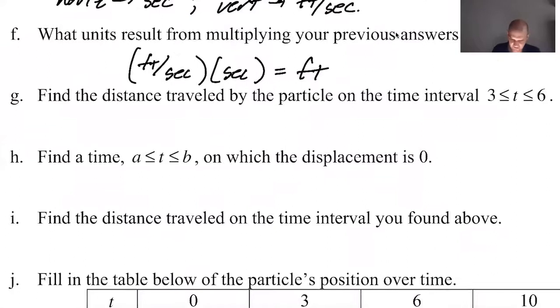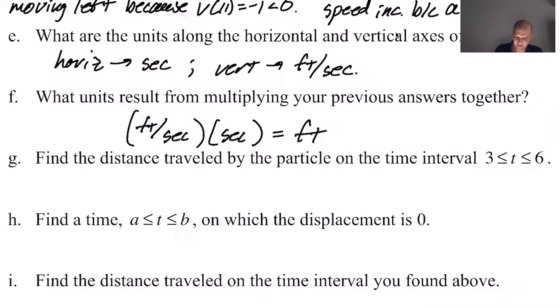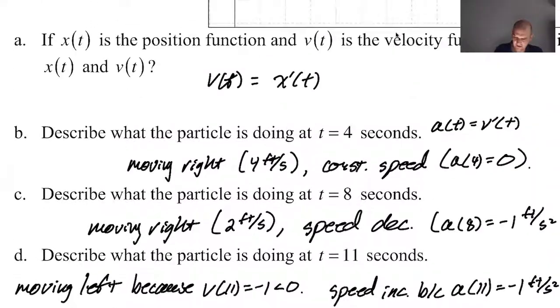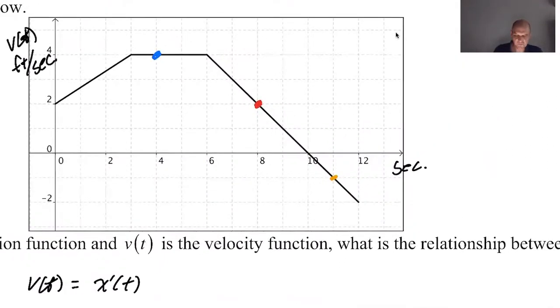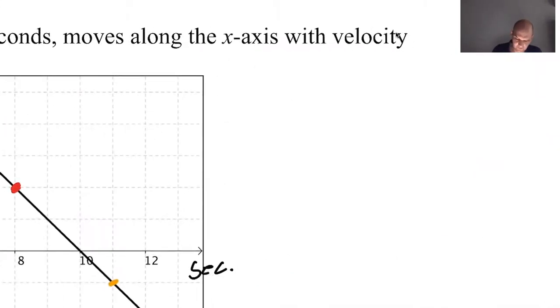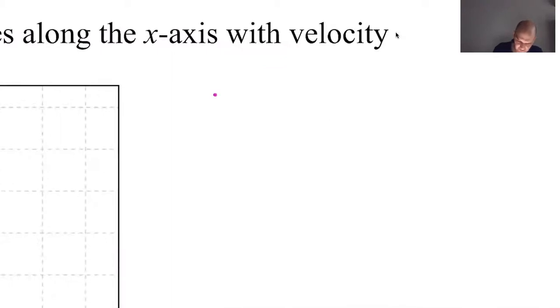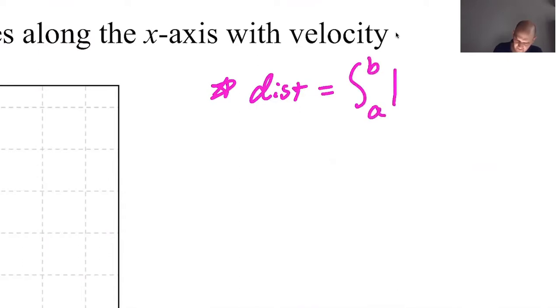Find the distance traveled by the particle. So distance traveled is different, right? For distance traveled, we need to account for our negatives as positives. So if we are looking at our graph, what you're really doing when you're finding distance traveled, let me mark this down in some important color. Distance traveled is actually the integral from a to b of the absolute value of v of t dt, right?